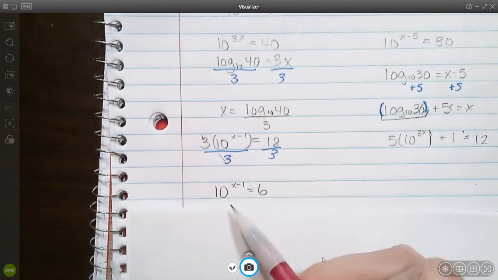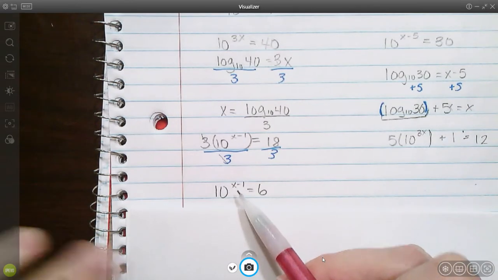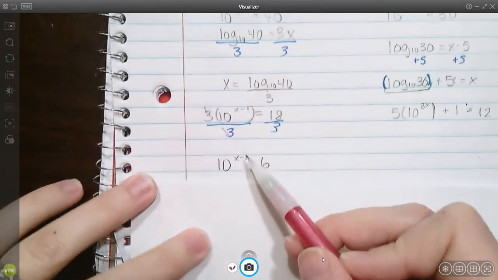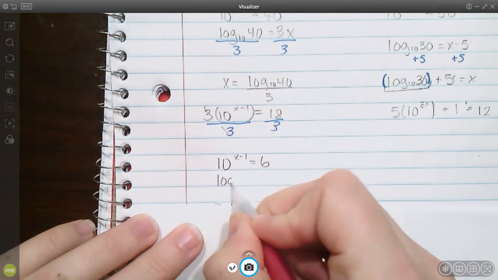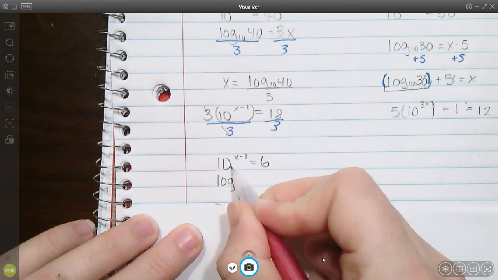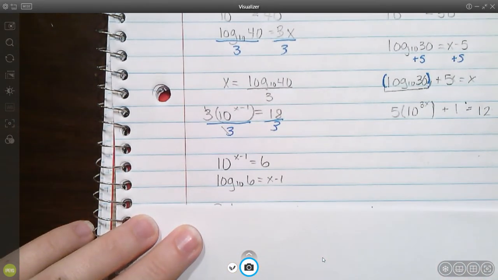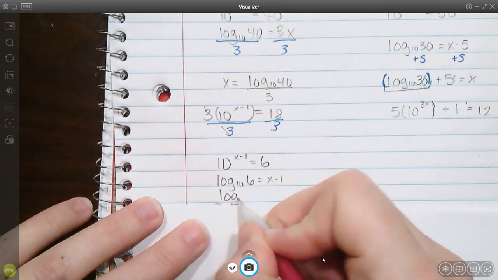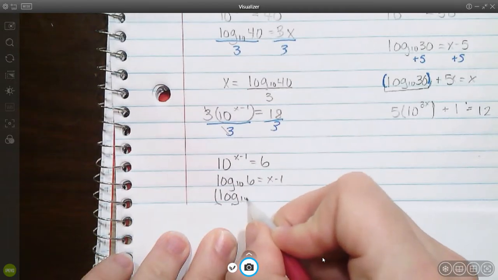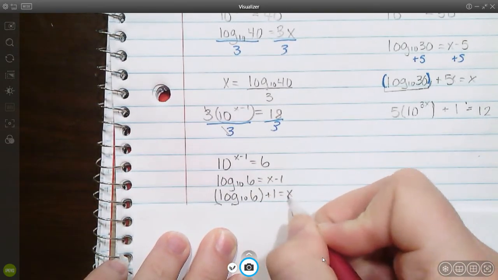Okay, so now we have a base and an exponent on one side. So we can write it, and we're solving for an exponent, so we can write it in log form. So we have log base 10 of 6 equals x minus 1. Okay, so x is not by itself, so we need to add 1 to both sides. And then don't forget, we have to put this in parentheses, so log base 10 of 6, and then plus 1 equals x.